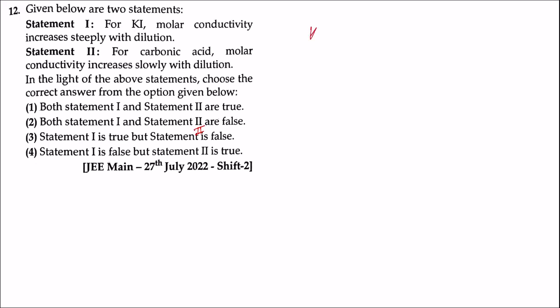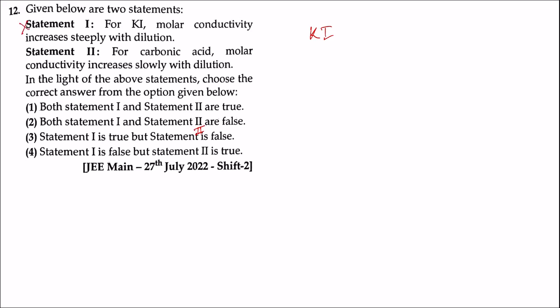Potassium iodide is a strong electrolyte. Strong electrolyte means on dissolving, it undergoes complete dissociation. Therefore, its conductivity remains constant with dilution. Its conductivity does not change with dilution. So, statement 1 is wrong.